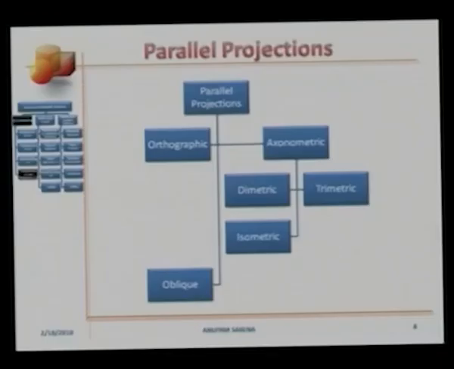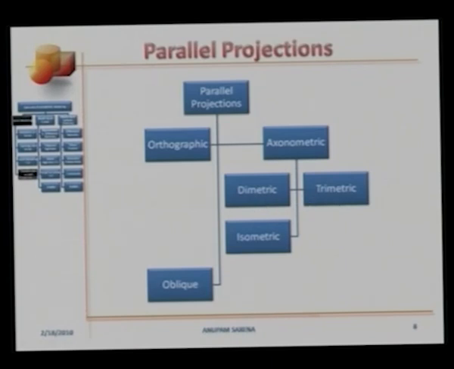Parallel projections. Parallel projections are of 3 kinds: orthographic, axonometric, and oblique. In your first year drawing classes, you must have learnt about orthographic projections and a particular case of axonometric projections, the isometric ones. Well, there are 2 other kinds of axonometric projections. They are dimetric projections and trimetric projections.